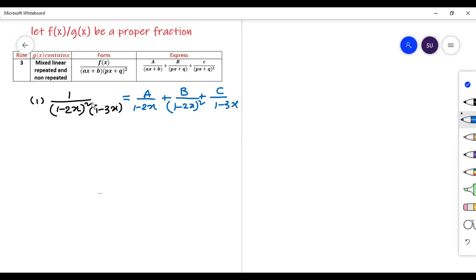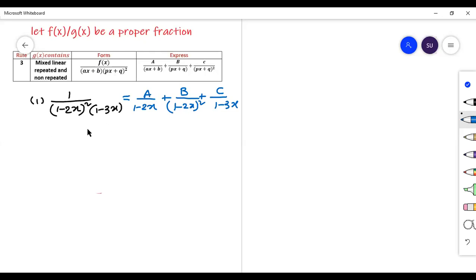If suppose it is repeated thrice, then what do you need to get? A by 1 minus 2x, B by (1 minus 2x) whole square plus C by (1 minus 2x) whole cube, then D by 1 minus 3x. So three terms are there, so three partial fractions. Fine. Now start with the problem.